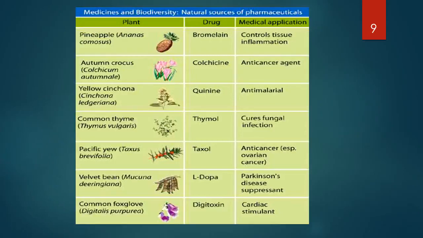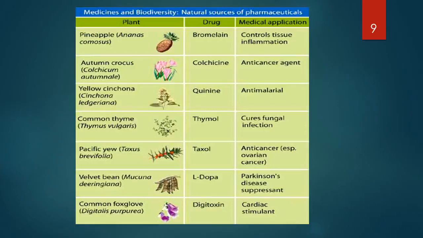And another important drug is colchicine, which is obtained from autumn crocus and has anti-cancerous properties and is used as an anti-cancer agent. Another important drug, quinine, is obtained from the plant cinchona and is used for the treatment of malaria and acts as an anti-malarial.